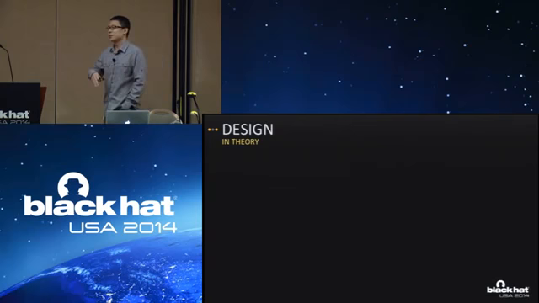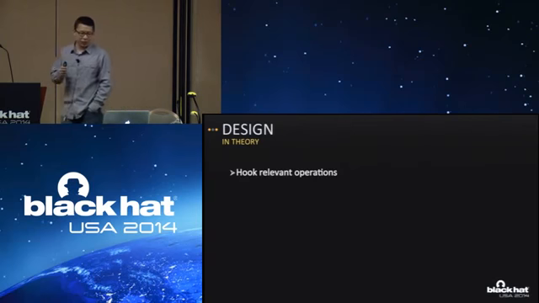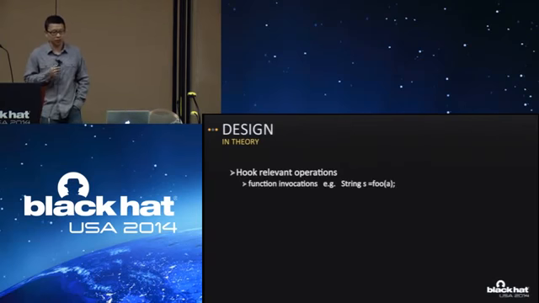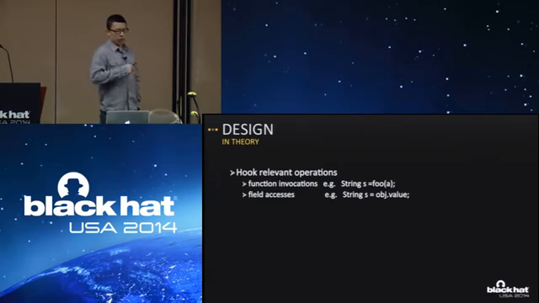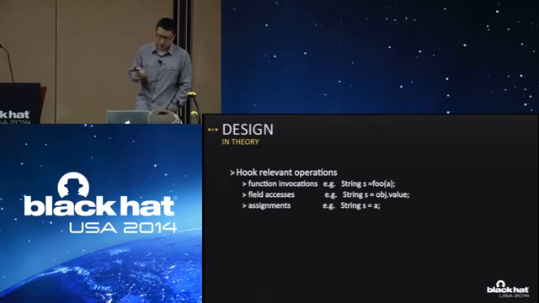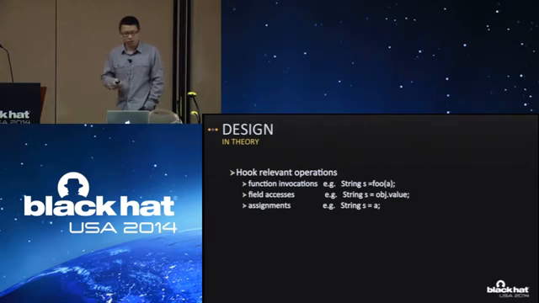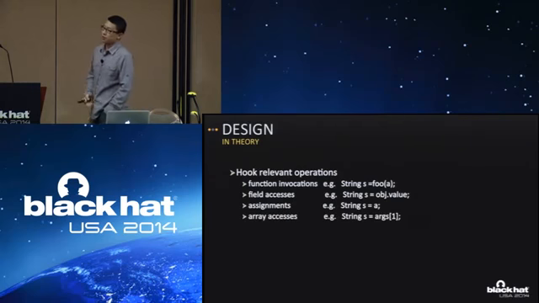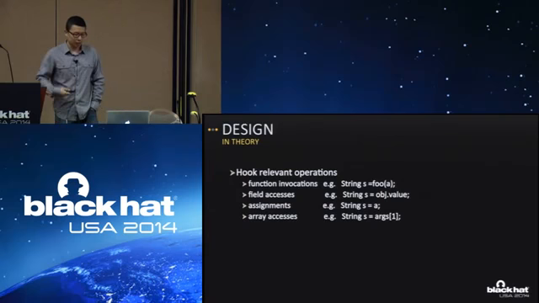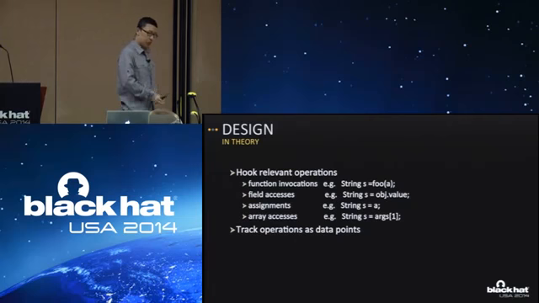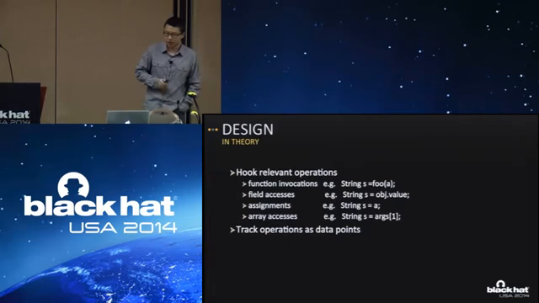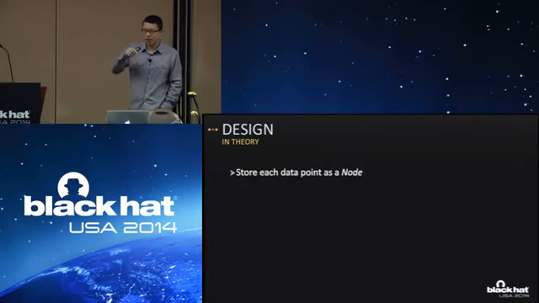On a very high level, how it's designed is that we want to track all relevant operations, whether they are function invocations or returns, field accesses or storage, assignments from one object to another object, retrievals or storage, or any other kinds of operations. We track those operations and we store the data flow data point into a node object, which you will see on the slide as a node.